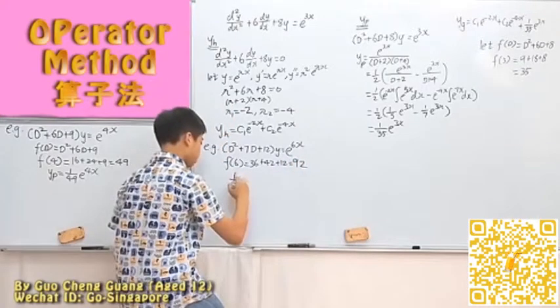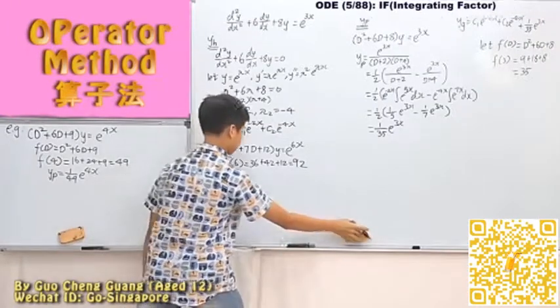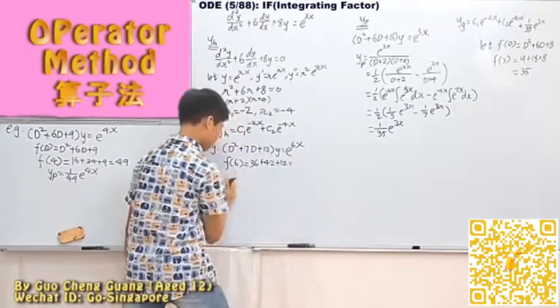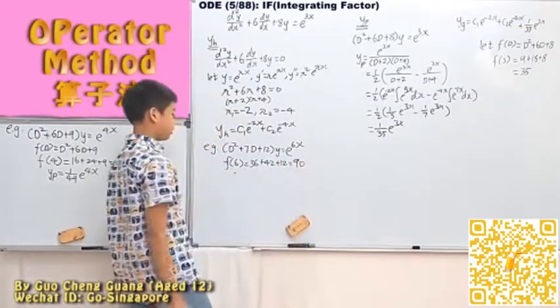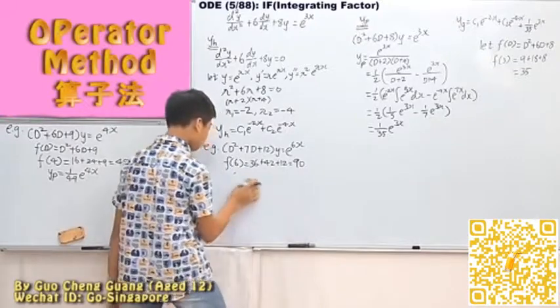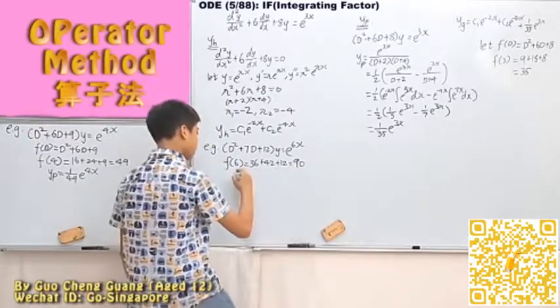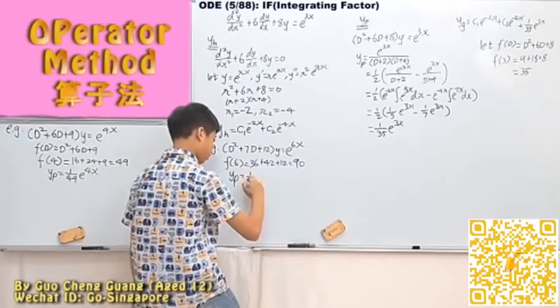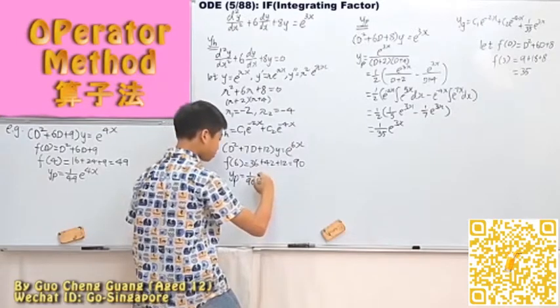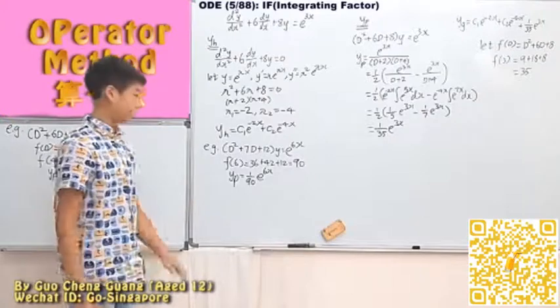So what you get? Wait a second. Wait. This is 78, 90. Missed out that extra 2. So for this part you get 90. So yp will be 1 over 90 e to the power of 6x. So it is already like this.